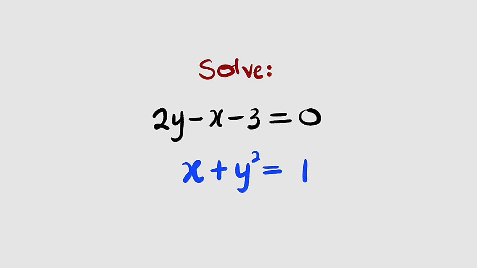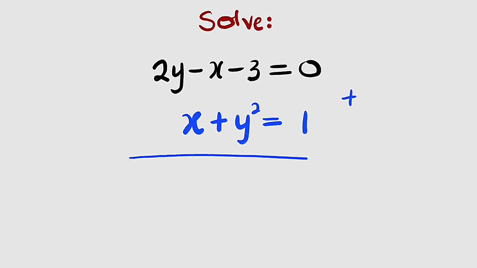I'm going to apply the elimination method here because the coefficient of x in the first equation is -1 and the coefficient of x in the second is +1. So by adding the two equations together, I'll be able to eliminate x. So let's add equation 1 and equation 2. If I do that, x will go automatically.